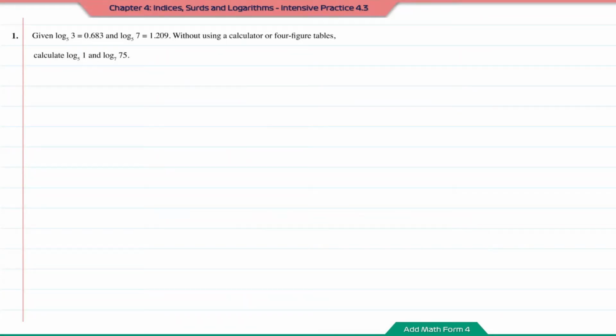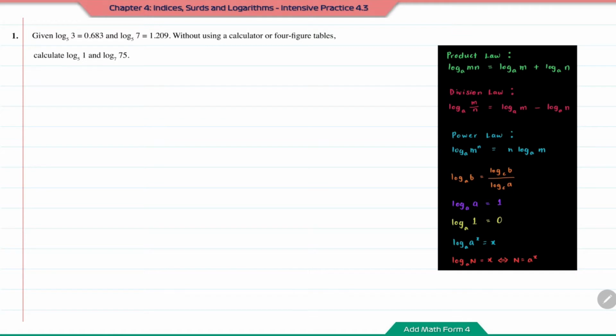Intensive practice 4.3. Question number 1. Given log base 5 of 3 is equal to 0.683 and log base 5 of 7 is equal to 1.209. Without using a calculator or 4 figure tables, calculate log base 5 of 1 and log base 7 of 75. So always refer to all the laws of logarithms to help you solve the questions.